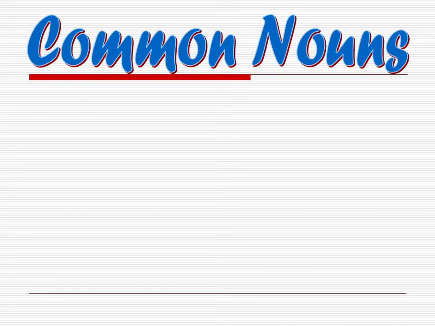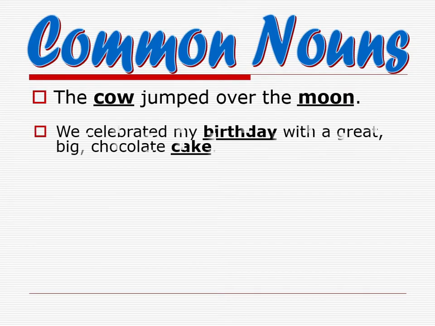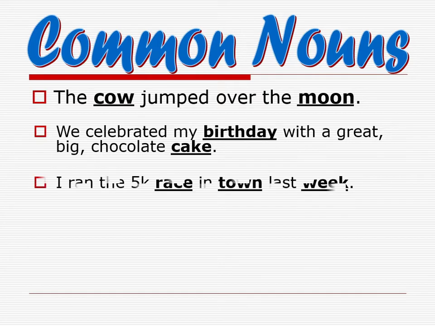So let's do some examples of common noun. The cow jumped over the moon. Here the words cow and moon are the common nouns. In the next example, we celebrated my birthday with a great big chocolate cake. Here the birthday and the cake are the common nouns. I ran a 5 kilometer race in town last week. So here race, town, and week are common nouns. I just underlined the common nouns here.